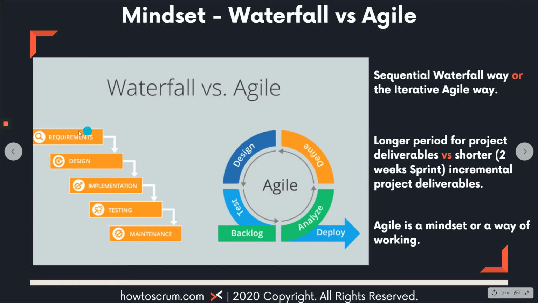It's the same thing. All the steps in Waterfall are within the Agile framework or Agile approach, but the timing is different. Here, it could take almost a year or 6 months, depending on the project complexity. Within Agile, the same thing is done, but over a 2-week period, and then it's repeated over and over again. So it is a mindset. Waterfall and Agile is just a way of working, and it's a mindset. So do you want a sequential waterfall way, or do you want an iterative agile way? Or do you want a longer period of project deliverables versus shorter 2-week sprint incremental project deliverables? Agile is a mindset or a way of working, and there's no difference between the two.